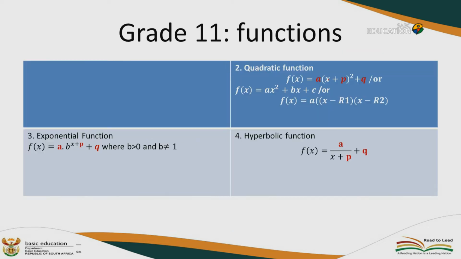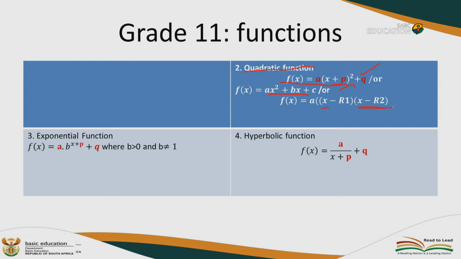Now let's take a look at the grade 11 functions. Now in grade 11 functions, we have the concept already of the quadratic function of this form. f(x) = a(x + p)² + q, or f(x) = ax² + bx + c, or f(x) = a(x − r1)(x − r2). So your quadratic function can either be in this format or in this format or in this other particular format.